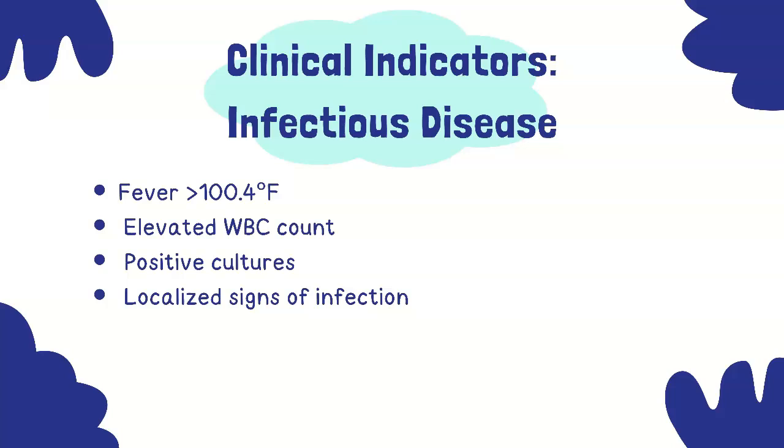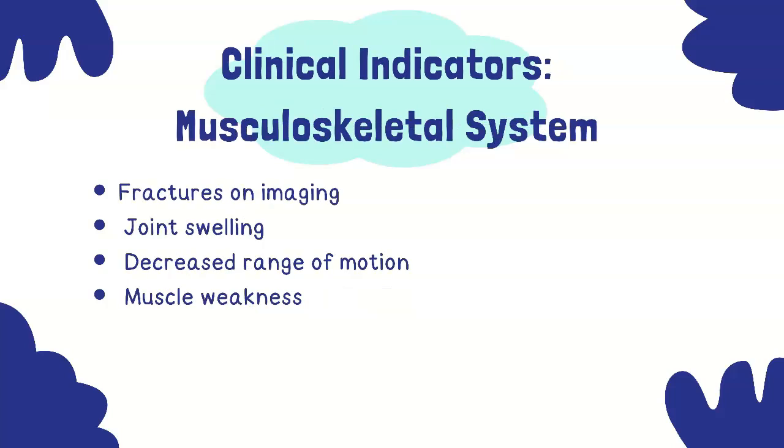Localized infection indicators such as redness, warmth, swelling, pus at the affected site. All of these indicate something is going on with the immune system. And there's, oh gosh, so much more I could cover. But again, there's not enough time because this is just a review, not an actual disease process course. All right, musculoskeletal.